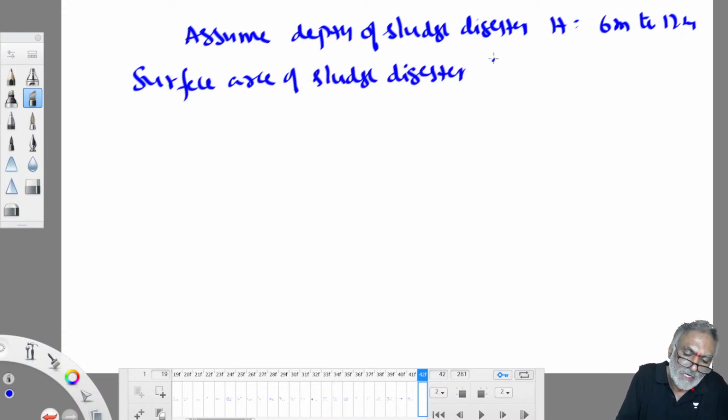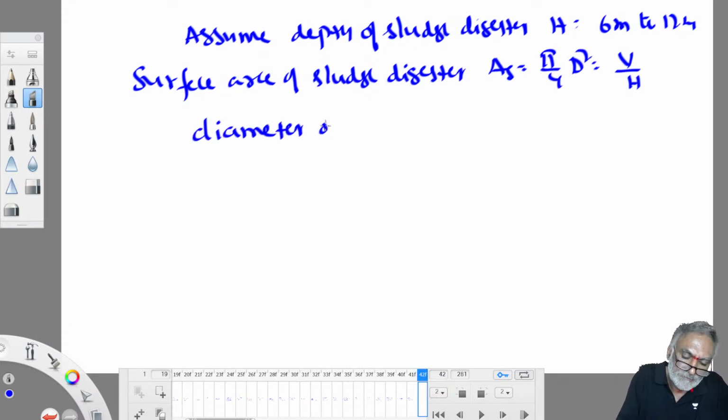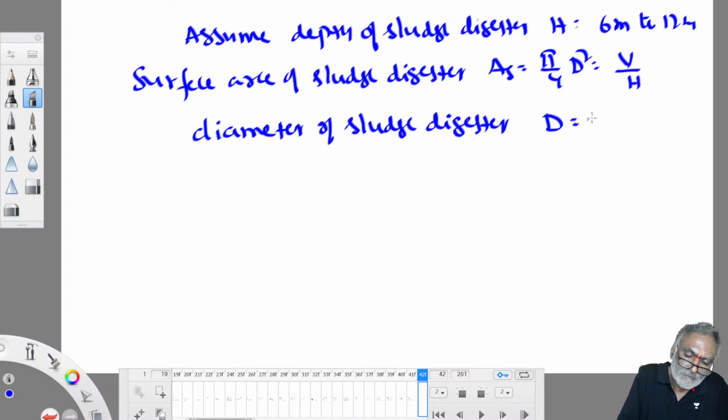Or plan area of sludge digester, which is equal to pi by 4 d square, which is equal to volume by depth. Then from this you can find out the diameter of the sludge digester. That is the complete design. That's all. Now let us go ahead with the septic tanks.